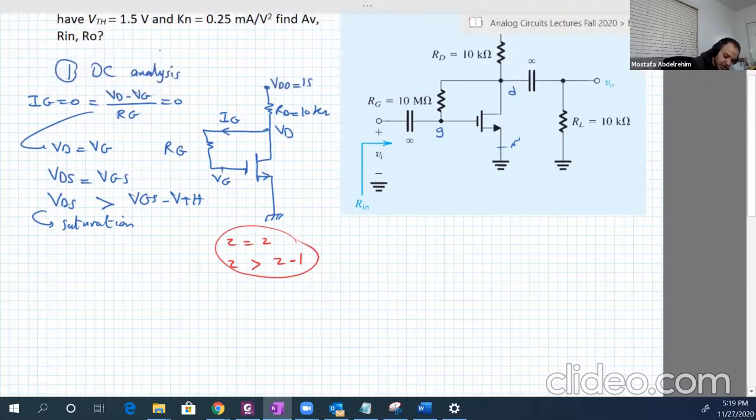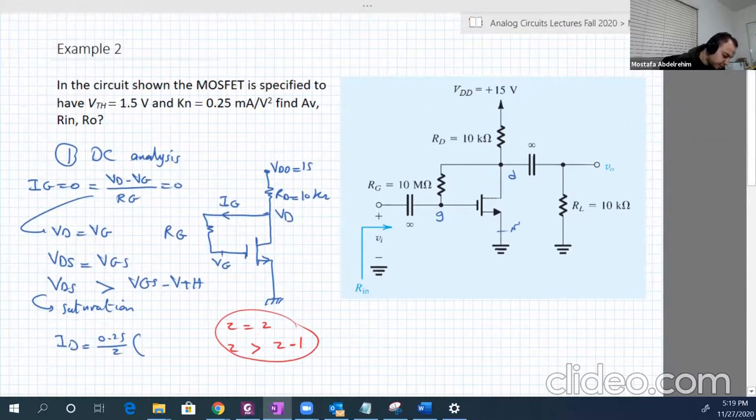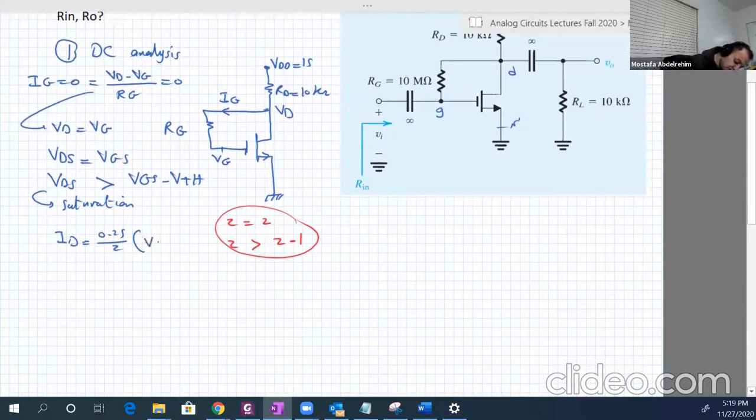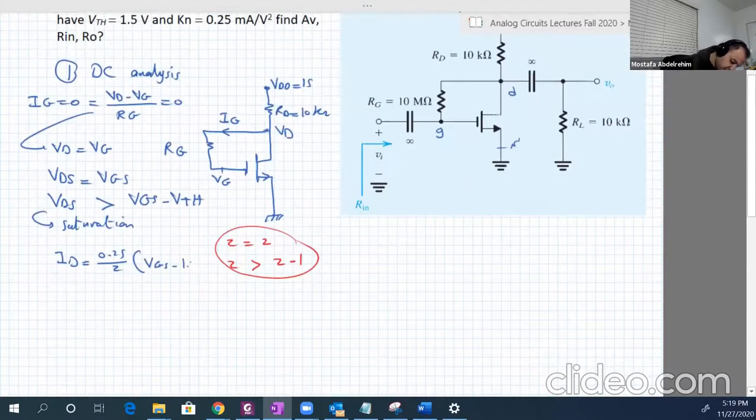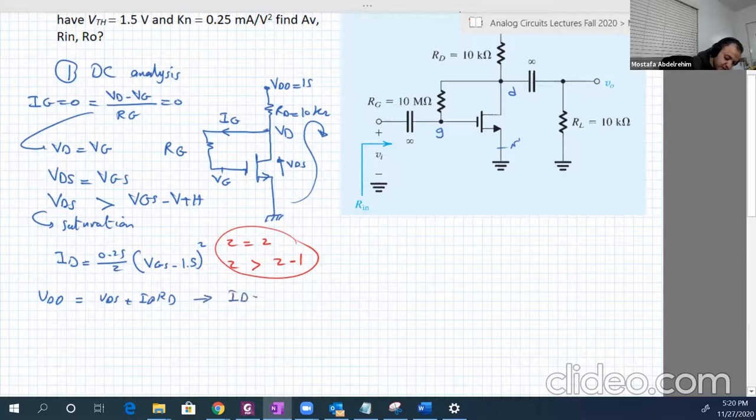What is ID? Let's calculate it. So ID is equal to gain over two, times VGS minus V threshold squared. VGS is how much? I think it's not known. Yeah, it's not, we're going to deduce it. So this is VGS minus V threshold, which is 1.5, squared. And the ID is also equal to, from that outer loop here, VDD equal to VDS plus ID RD. So you can say that ID is equal to VDD minus VDS over RD.